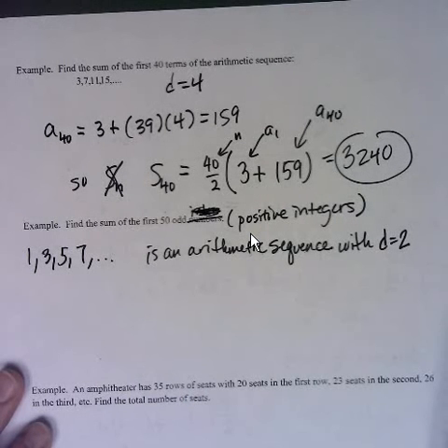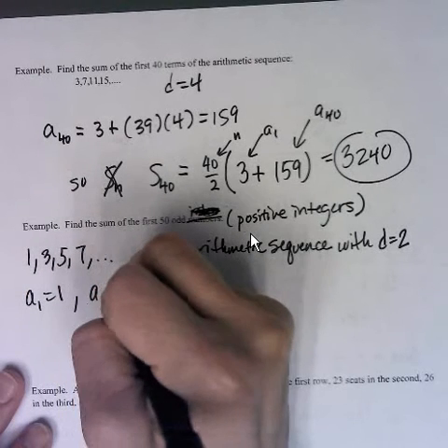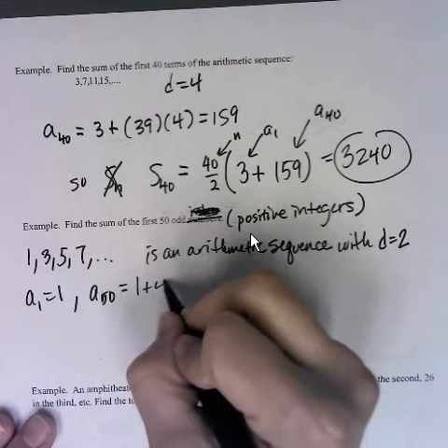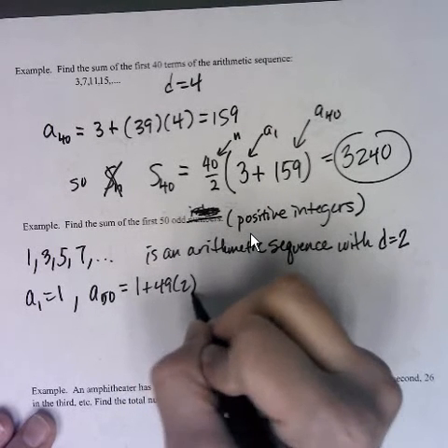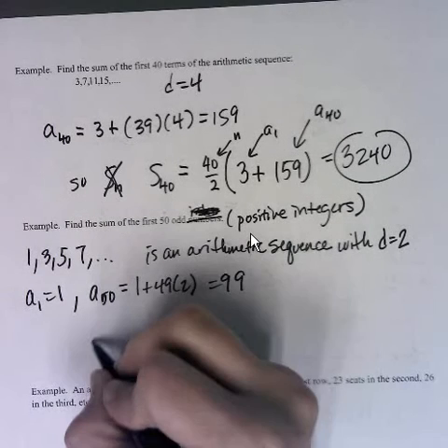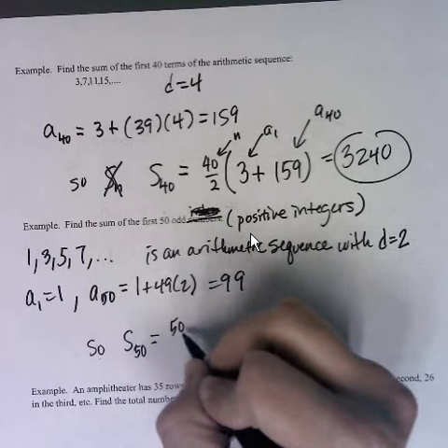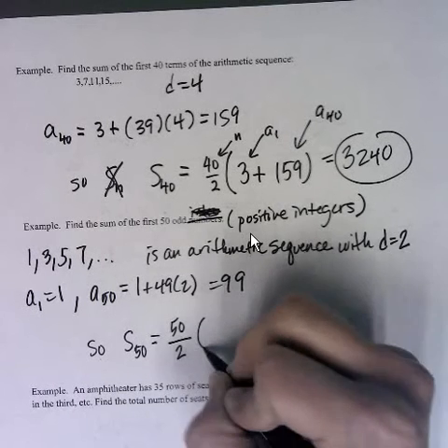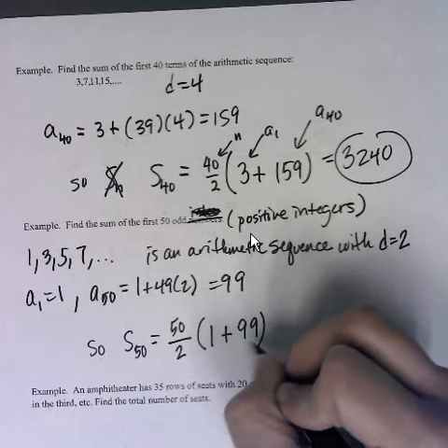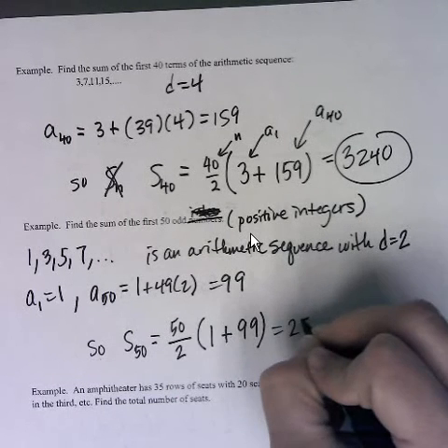So a sub 1 equals 1. What's a sub 50? We need the 50th term. That would be 1 plus 49 times 2, which is 99. So the 50th partial sum would be n, which is 50, over 2 times the first term, 1, plus the last term, 99. Of course, that's 100. 100 times 25 is 2,500.